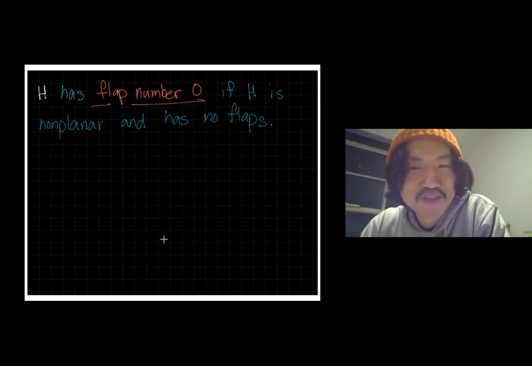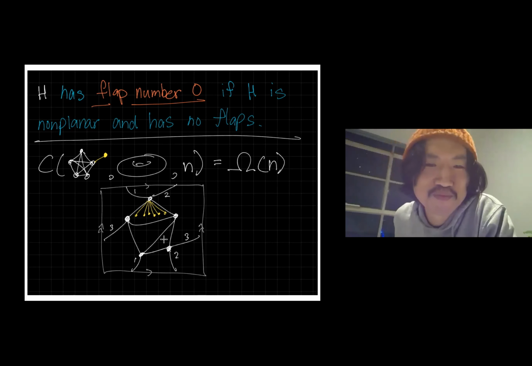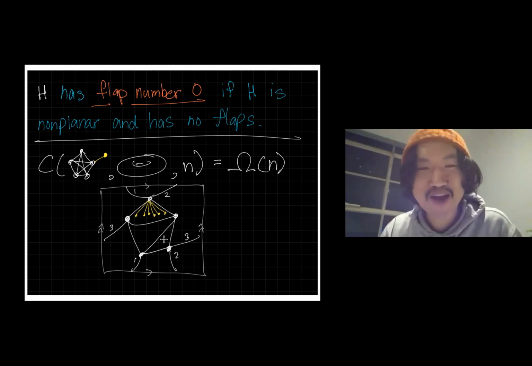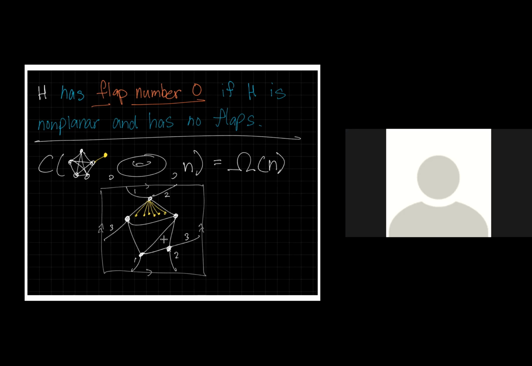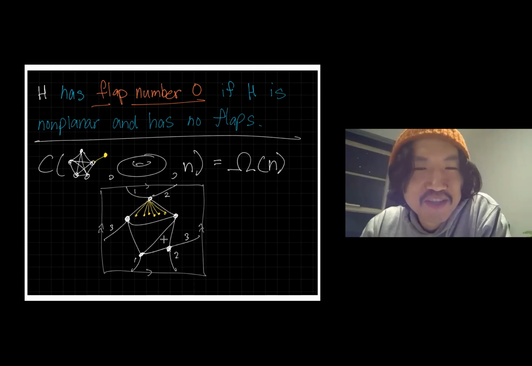So one direction is easy. Suppose that you don't have flap number zero. This means that you could be planar. Of course, if you're planar, you have more than a constant number of copies, but you could have a flap. So here is sort of a proof by picture that you don't have a constant number of copies in sigma.